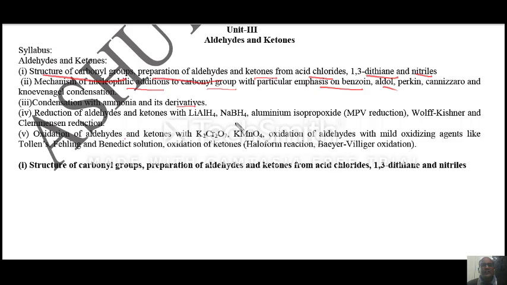Reduction of aldehydes and ketones with lithium aluminum hydride, sodium borohydride, aluminum isopropoxide, Wolff-Kishner and Clemmensen reduction. Oxidation of aldehydes and ketones with oxidizing agents such as K2Cr2O7, KMnO4, and also with mild oxidizing agents such as Tollens' and Benedict's solutions. Oxidation of ketones, haloform reactions, Baeyer-Villiger oxidation, the structure of carbonyl groups, preparation of aldehydes and ketones from acid chlorides, 1,3-dithianes and nitriles. So this is the first thing that we have to start talking about.